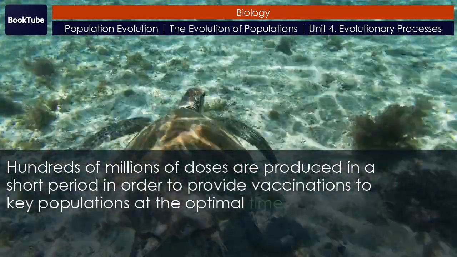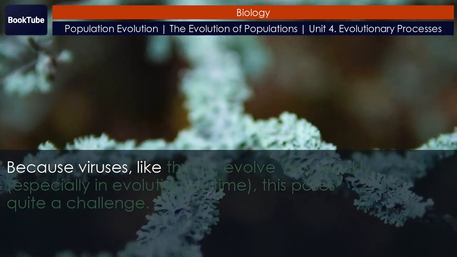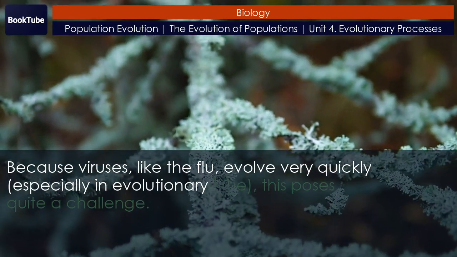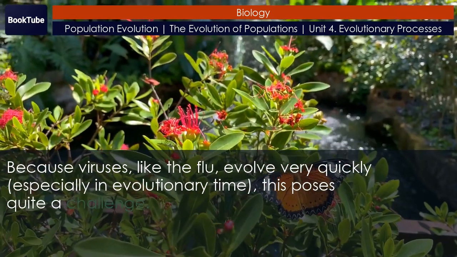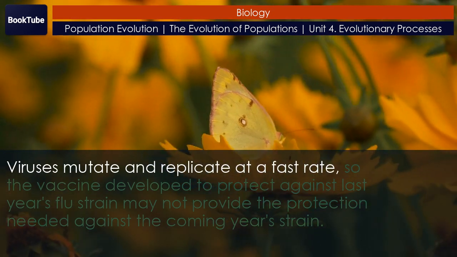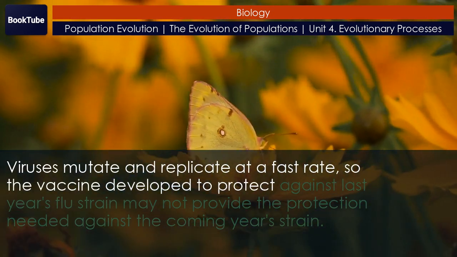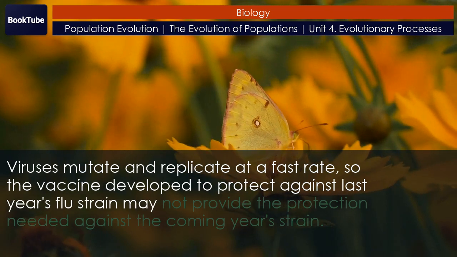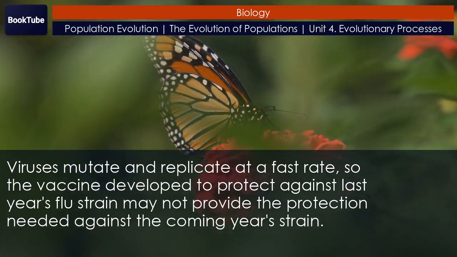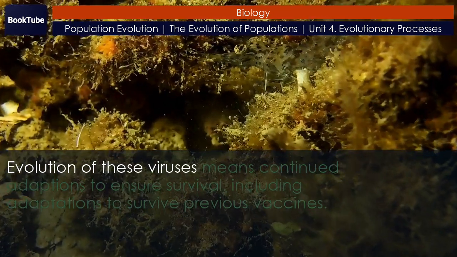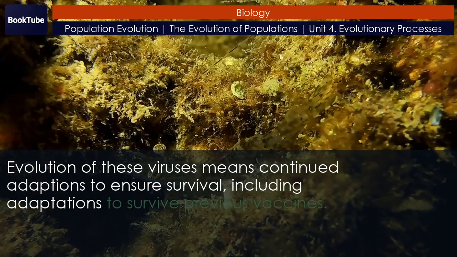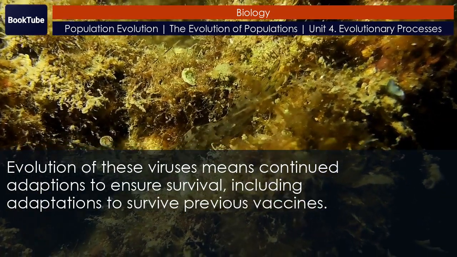the optimal time. Because viruses, like the flu, evolve very quickly, especially in evolutionary time, this poses quite a challenge. Viruses mutate and replicate at a fast rate, so the vaccine developed to protect against last year's flu strain may not provide the protection needed against the coming year's strain. Evolution of these viruses means continued adaptations to ensure survival, including adaptations to survive previous vaccines.